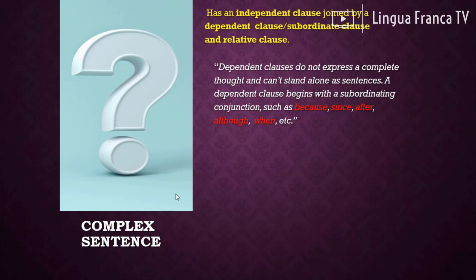A dependent clause begins with a subordinating conjunction such as because, since, after, although, when, etc. So the combination of an independent clause and a dependent clause is called a complex sentence. But before that, there has to be a subordinating conjunction or relative pronoun in between.